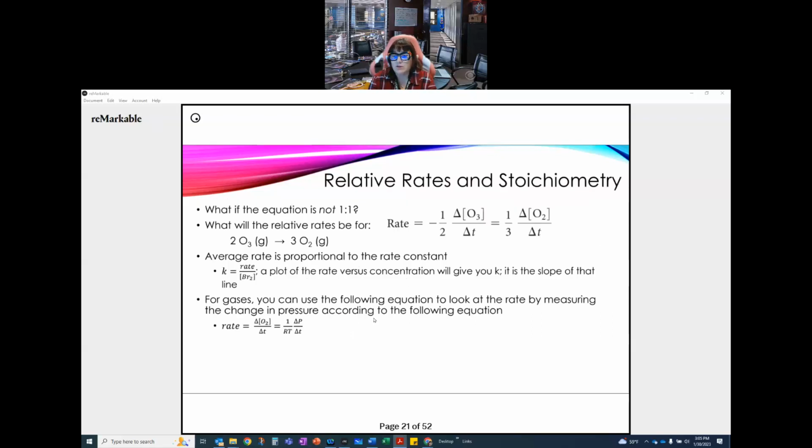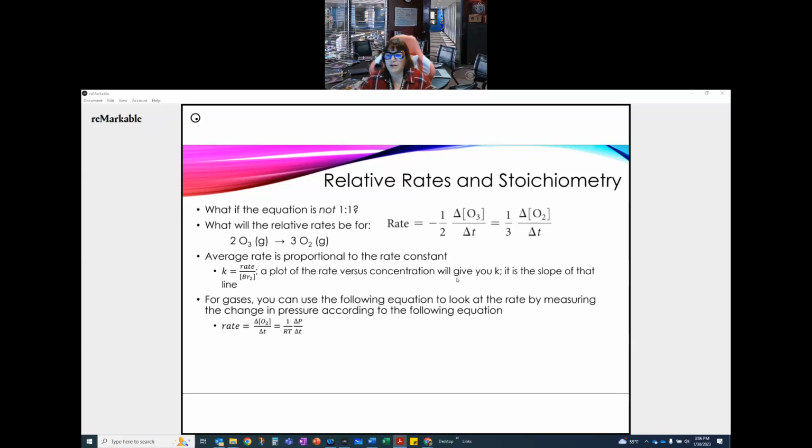But if your equation is not 1-to-1, then we have to deal with that. Okay, so what would be the relative rates for 2O3 compared to 3O2? Well, if I were to measure the O3, that would be different than the O2 in terms of sign. So we have to put the negative sign out in front of the O3 to make it equal to the O2. But the other thing that I have to deal with is the fact that I need 2 O3s to make 3 O2s. So that's a very different situation in terms of what those concentrations are going to be.